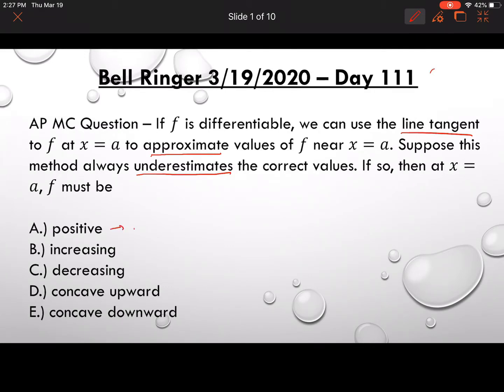If f is positive, that just means it's above the x-axis. Well, if a function is above the x-axis, we can draw one out really quickly. It could look something as simple as a straight line. Now, if I were to draw the tangent line equation to this straight line, you would see that it is actually on top of the original function graph. So the blue line is the tangent line equation, and it is actually on top of the orange original function. If the lines are on top of each other, that means the tangent line is going to give us the exact value of the original function. So that's not going to work. That's not going to give us an underestimate.